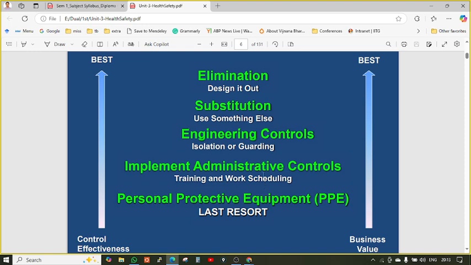Let's discuss one by one. The first is called design it out. Second is called use something else. Third is engineering control, that is isolation. Fourth is training, and the last resort is protective equipment. So we move from the most effective control to the least to avoid injuries.